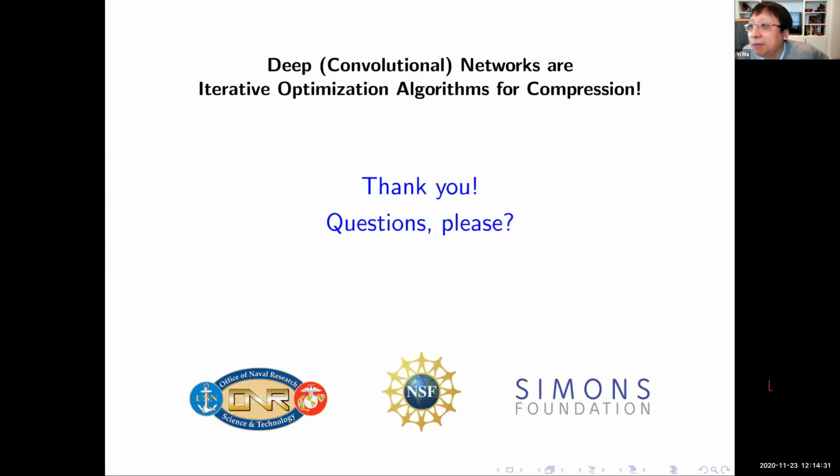So finally, I part ways with you with the slogan, right? Deep convolution networks are really just iterative optimization algorithms for compression, right? Thank you very much. That's all.